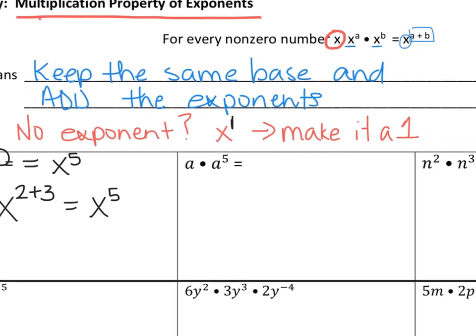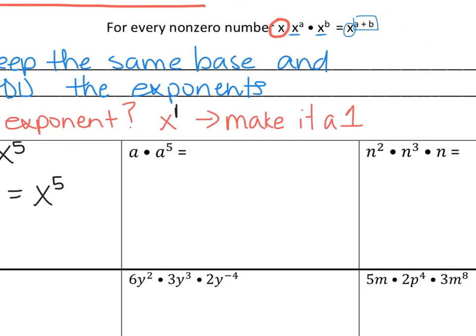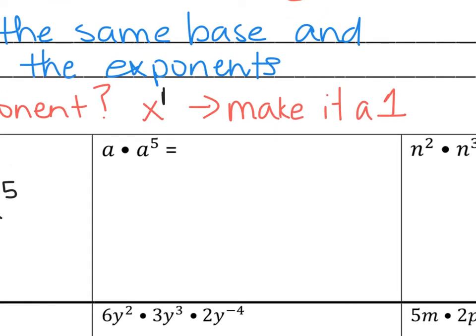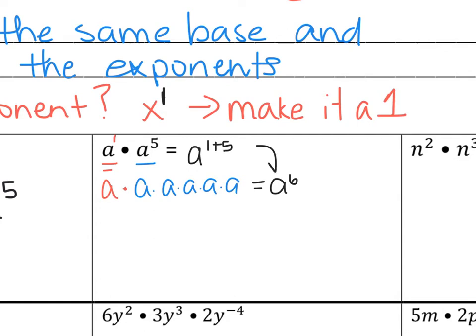This next example is one where the first a does not have an exponent. So if there's no exponent, then we are going to give it a 1. Because what that means is a times a times a times a times a times a, which is a to the 6th power. And the shortcut, keep the base, add the exponents, and we still get a to the 6th power.